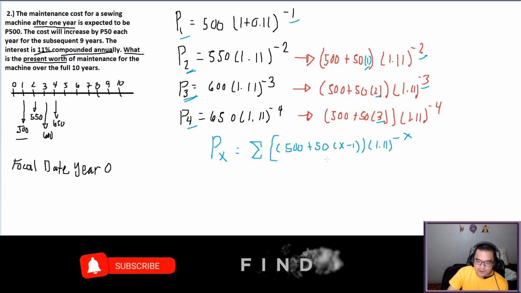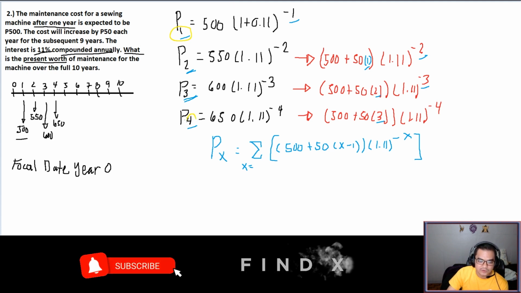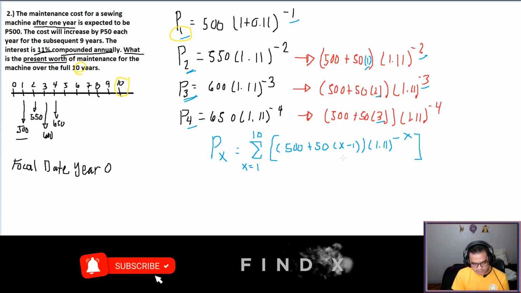Okay, and then you'll have here a large parenthesis or bracket. And then this is x equal to, what is the first value? First value is equal to 1. And then the last value, no, not 4, the last value is 10, because that is 10 years. So this must be x equal to 1, and the top part of the summation symbol must be equal to 10. Okay, so let's try to put that in the calcu.